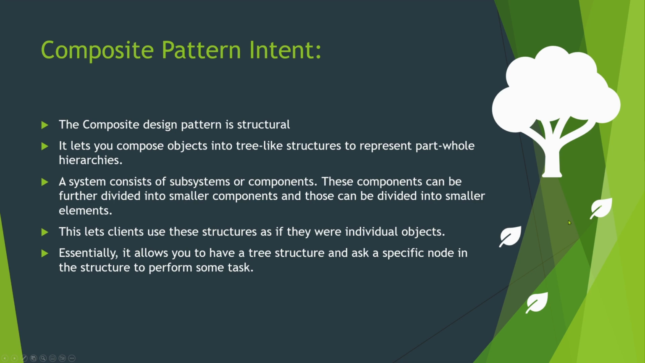Composite pattern intent. The composite design pattern is structural. It lets you compose objects into tree-like structures to represent part-whole hierarchies. A system consists of subsystems, or components. These components can be further divided into smaller components, and those can be divided into smaller elements. This lets clients use these structures as if they were individual objects. Essentially, it allows you to have a tree structure and ask a specific node in the structure to perform some task.